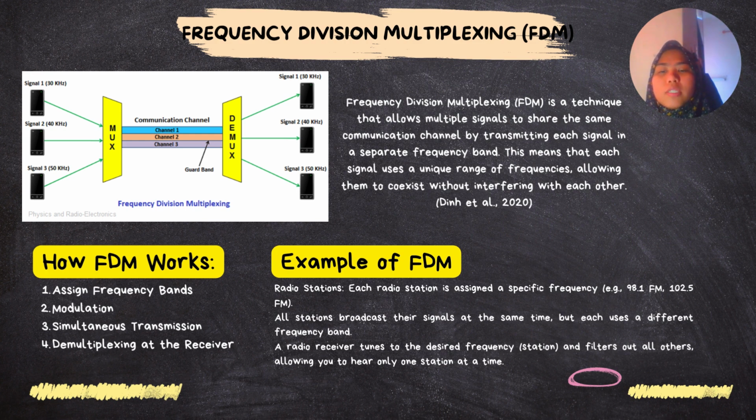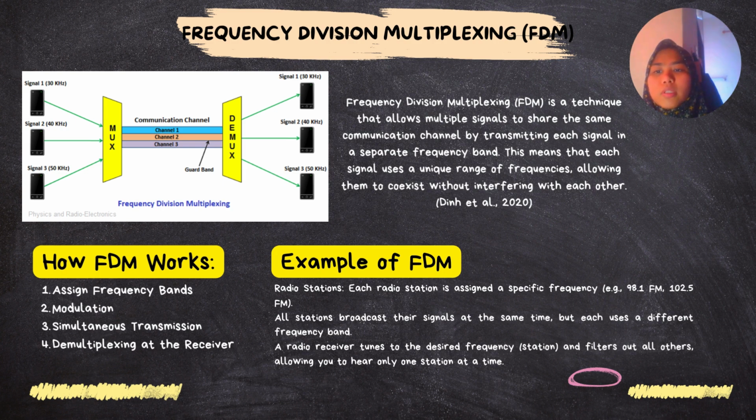First, assigned frequency bands. The communication channel is divided into separate frequency bands. Each signal gets its own unique frequency band. Second, modulation. Each signal is modulated with its assigned frequency. This means each signal is shifted to its specific frequency band before transmission.